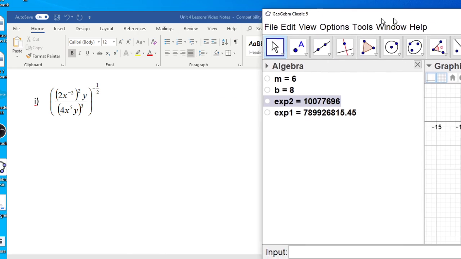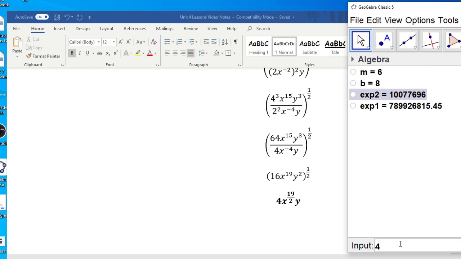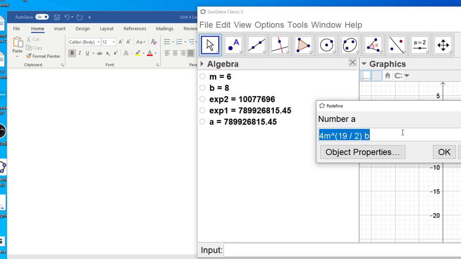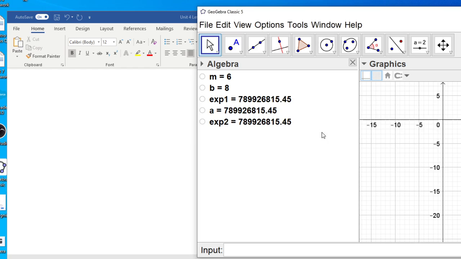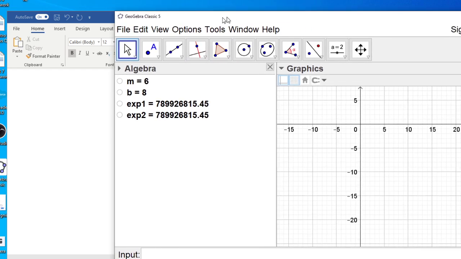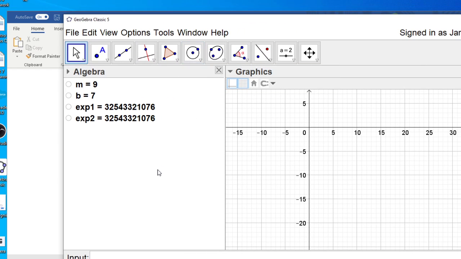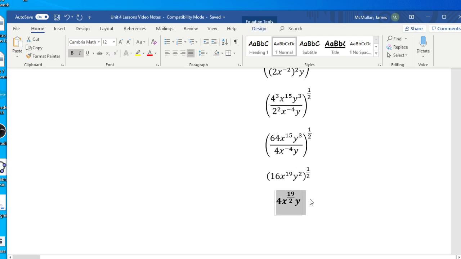Okay, so we get that number. Now my simplified expression, I said, was 4 times x to the power of 19 over 2 times y. Now, of course, y is b in my GeoGebra, x is m. And this is what expression 2 was equal to. Again, you can see I'm 100% confident I've done this right, because when I pick two random numbers, the original expression is exactly equal to my expression. So I know I did that right.